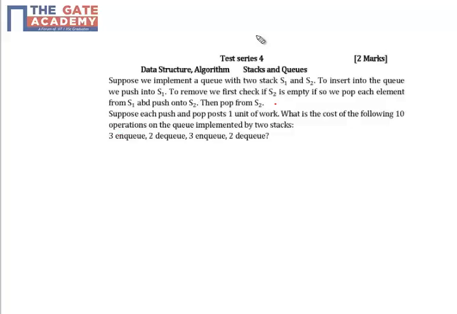Hello students, so this is a question from Stacks and Queues and it's a 2 marks question. Suppose we implement a queue with two stacks S1 and S2. To insert into the queue, we push into S1 and to remove, we first check if S2 is empty and if so, we pop each element from S1 and push onto S2 and then we pop from S2.